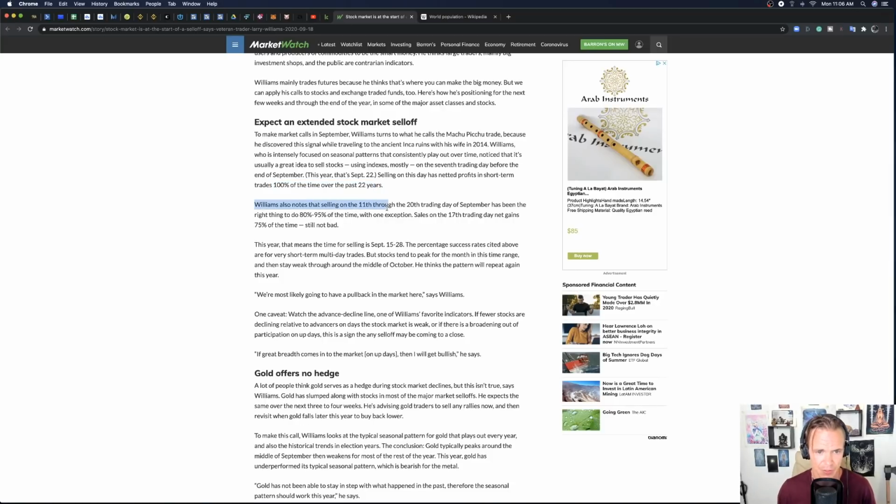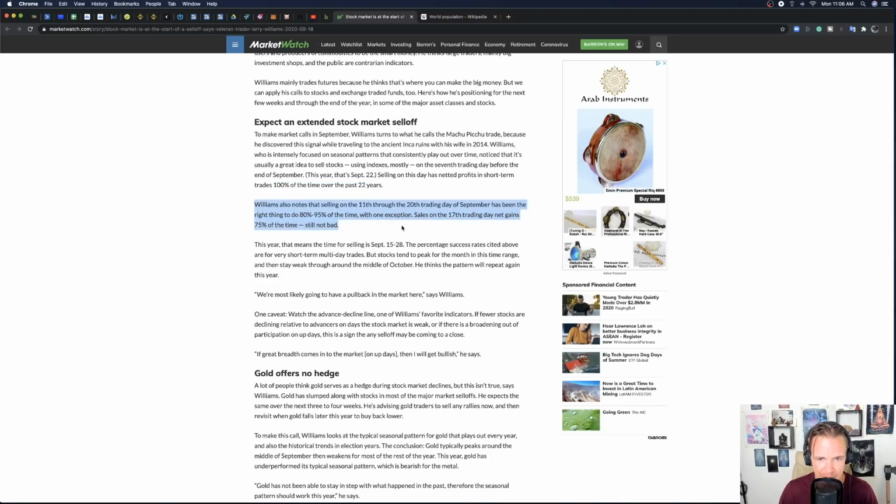So Williams also notes that selling on the 11th to the 20th trading day has been the right thing to do 80-90% of the time, which is huge, with only one exception: sales on the 17th trading day net gains 75% of the time.